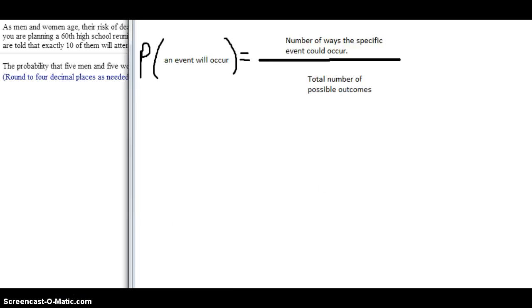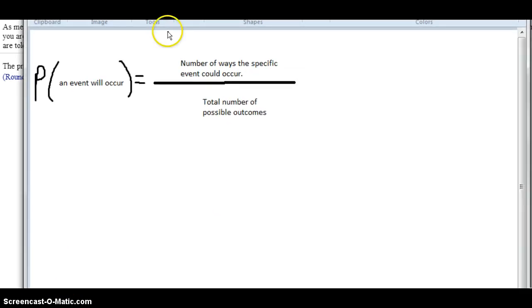To set up this problem, it is important to understand one of the fundamental ratios we set up to solve for probability. So the probability that any event will occur, you want to solve the following ratio: just the number of ways that specific event could occur. That's what goes on top. And the bottom is the total number of possible outcomes.